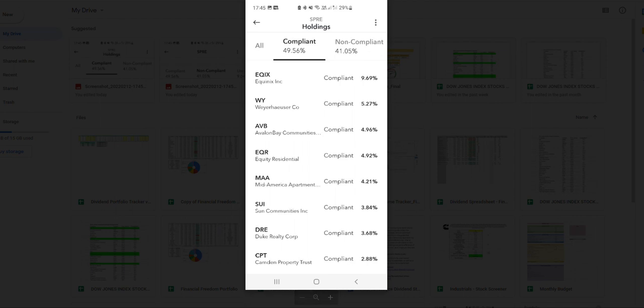Avalon Bay is another one that I like. They own communities, apartment blocks, and so on. So there are some really good companies in here, but as you can see, compliant is 50% and non-compliant is 41%. So let's have a look at the actual REIT, and then talk about the ETF in a bit more detail.